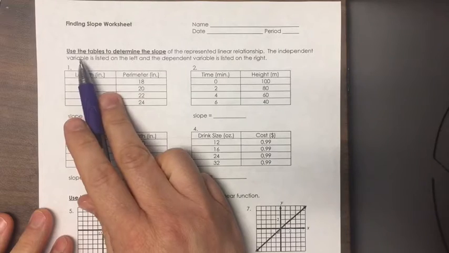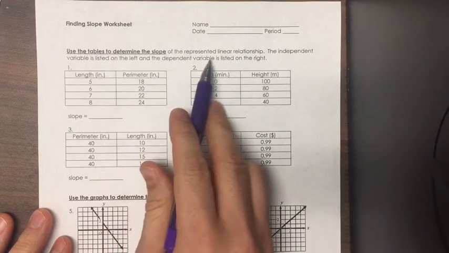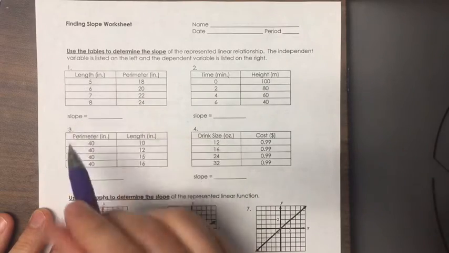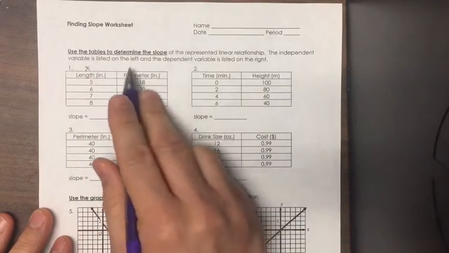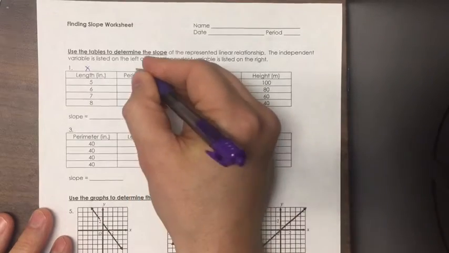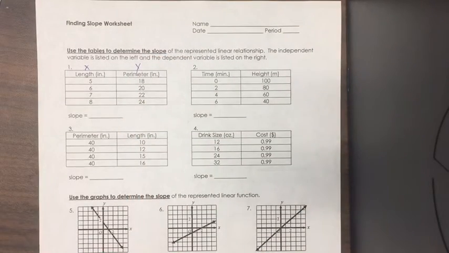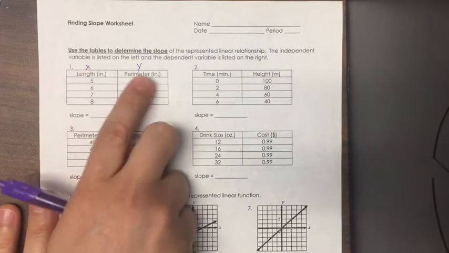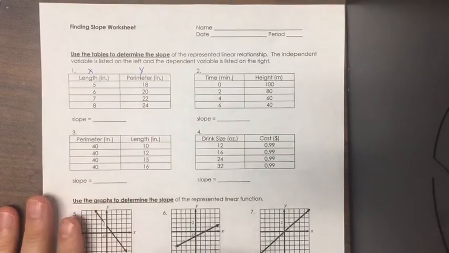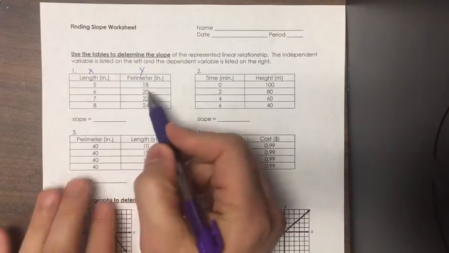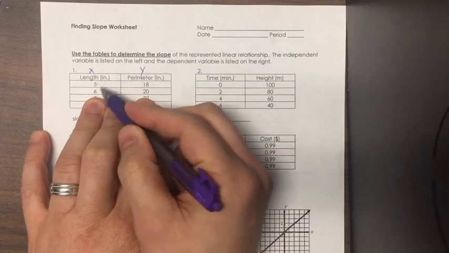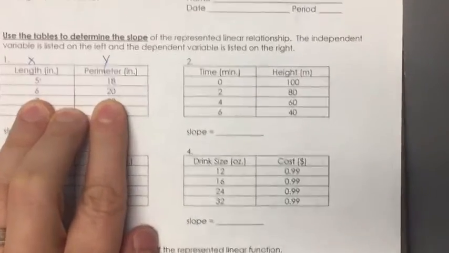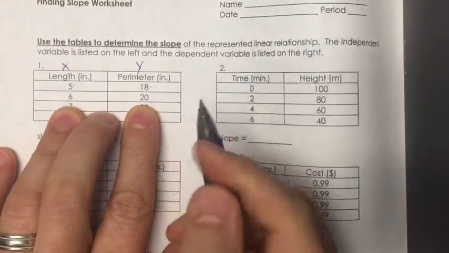Okay, first directions say, use the tables to determine the slope of the represented linear relationship. The independent variable is listed on the left, which is the normal way of doing it, and the dependent variable is listed on the right. It's really important to know that, and it's typical that independent is going to be on the left, being x, and dependent, or the y, will be on the right. Remember, you only need two ordered pairs, meaning two x's and the two y's that go with those x's. Once we do that, it's pretty straightforward, okay?